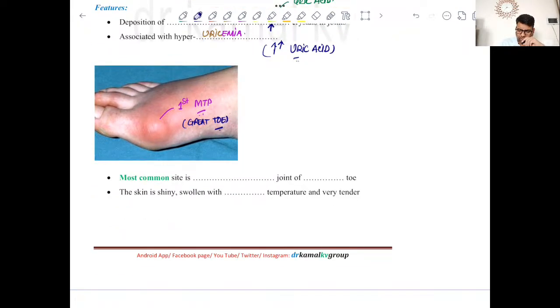Now the condition is quite obvious. It is the metatarsophalangeal joint, and this is obviously the great toe or big toe. Clear? And we can classically see here there is swelling, raised temperature, and there will be tenderness, all features of inflammation. This all suggests inflammation. Clear?